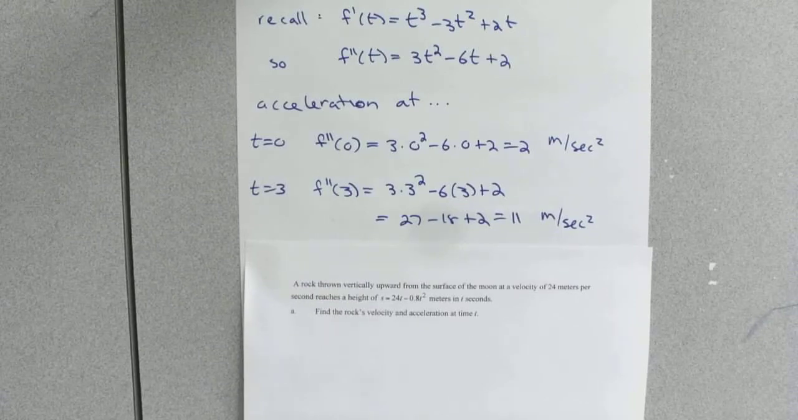Starting up with the second example here. Same idea, we want to remember those basic things. Velocity is the first derivative. Speed is the absolute value of velocity. Acceleration is the second derivative. But this time we have a rock thrown vertically upward from the surface of the moon at a velocity of 24 meters per second, which reaches a height of s equals 24t minus 0.8t squared meters in t seconds.